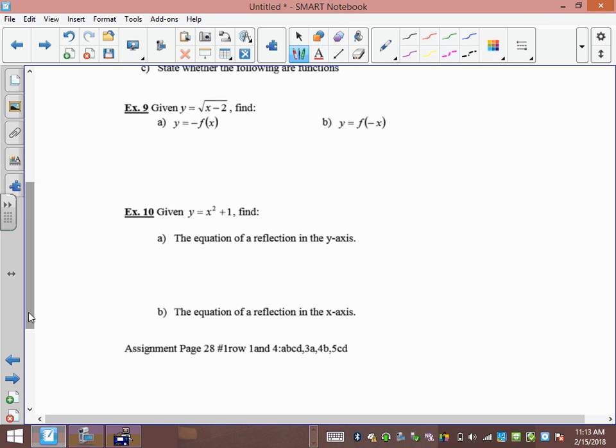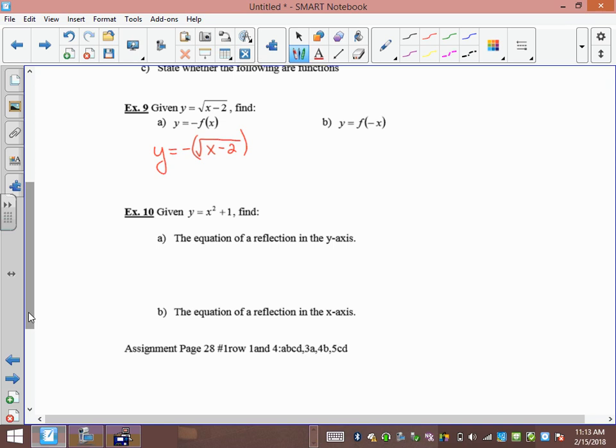Let's look at example 9. If the negative is here, where would you put the negative on the given y equals square root x minus 2? So you would put it in this case. Do I need a bracket? No, because there's nothing behind it. But what if it had something like this?